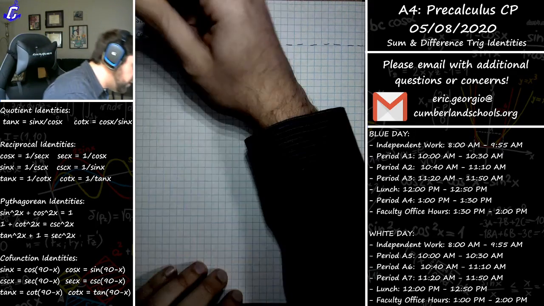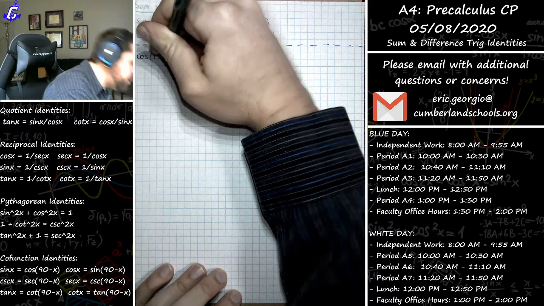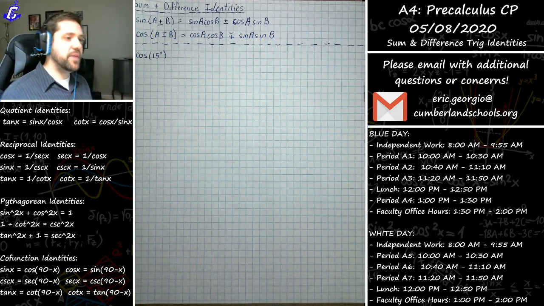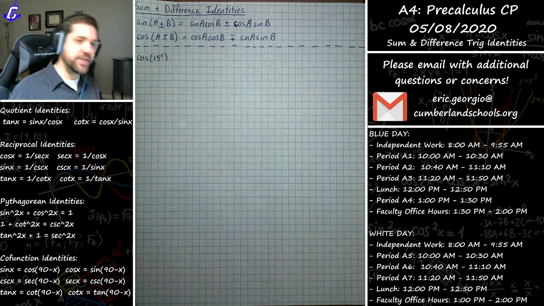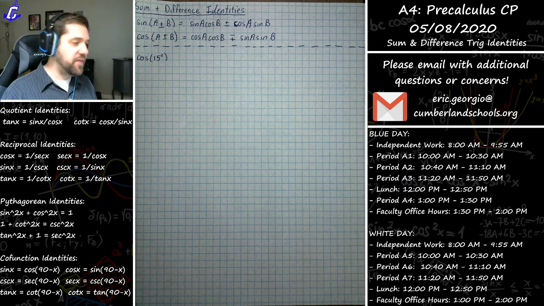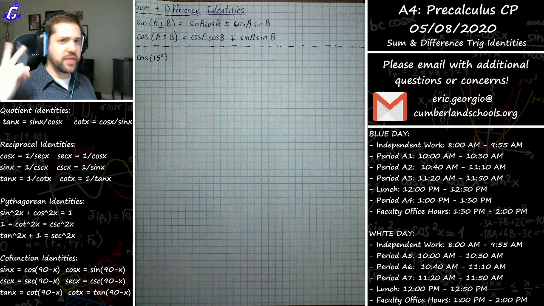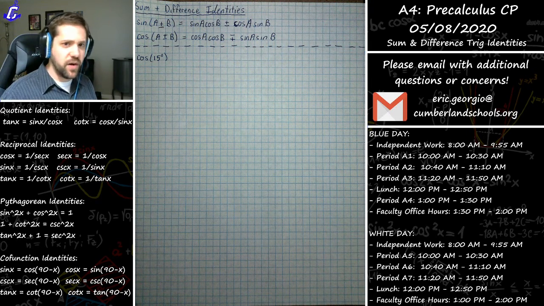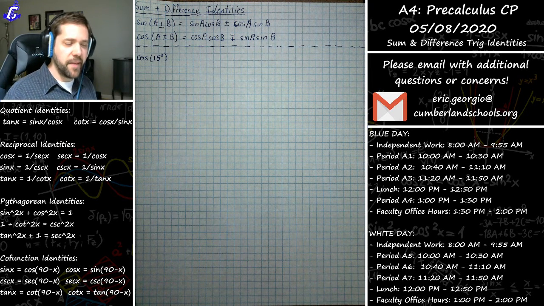One of the main reasons why these sum and difference identities are so useful is because now we can actually tackle something like the cosine of 15 degrees. 15 degrees is not one of our nice, pretty unit circle values, right? We have 30, 60, 45, 90, 0, all those lovely ones that work out really nice, but 15 is just an in-between value.